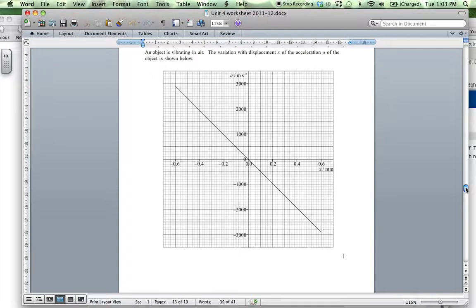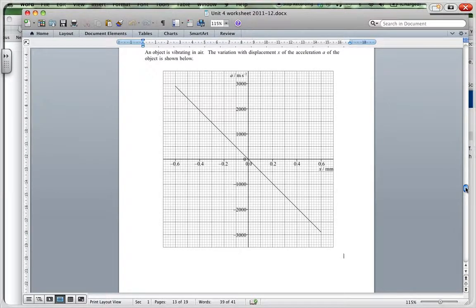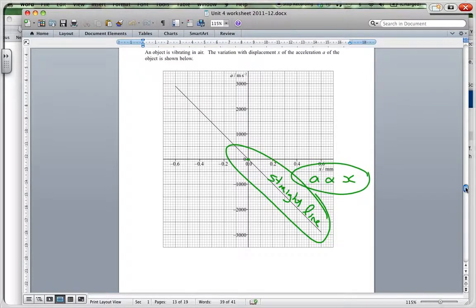Now, why is this executing simple harmonic motion? Two reasons for that. Well, what we have in this case is that we can see, due to this being a straight line and it's going through the origin, we can say that our acceleration is proportional to our displacement. Okay, it's a proportion graph. So that would be one thing: a straight line going through the origin, so acceleration is proportional to your displacement.